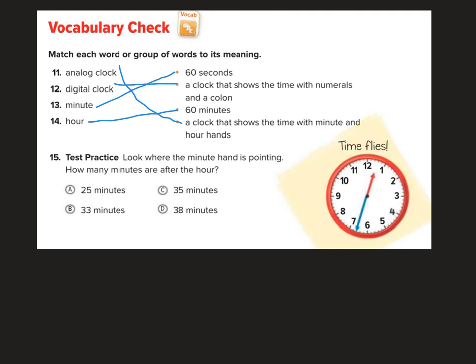Look where the minute hand is pointing. Okay, there it is. How many minutes after the hour? 5, 10, 15, 20, 25, 30, 31, 32, 33. 33 minutes past the hour.